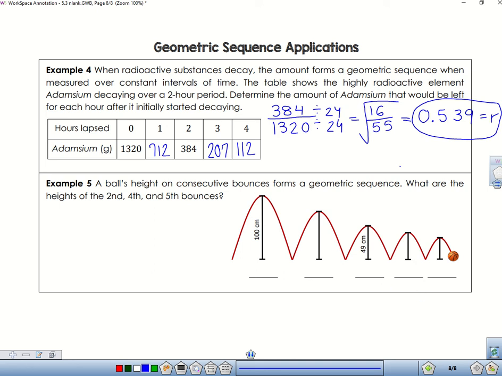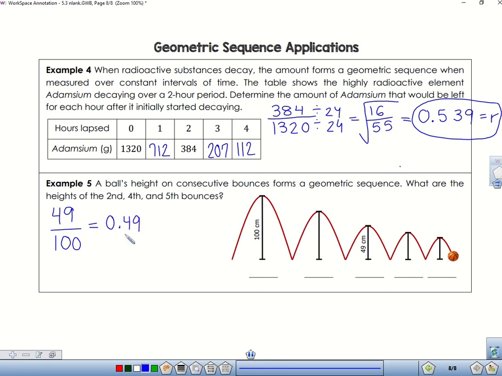So we want to find the missing heights of the bounces. So as you can see, this is decay. It's going down. So you're going to take your further number, which we have 49, divide it by 100. And we're going to go with decimals on this one. With real world problems, it's sometimes just better to use decimals because they're not going to come out to be nice numbers. So if I do 49 divided by 100, that's just 0.49.